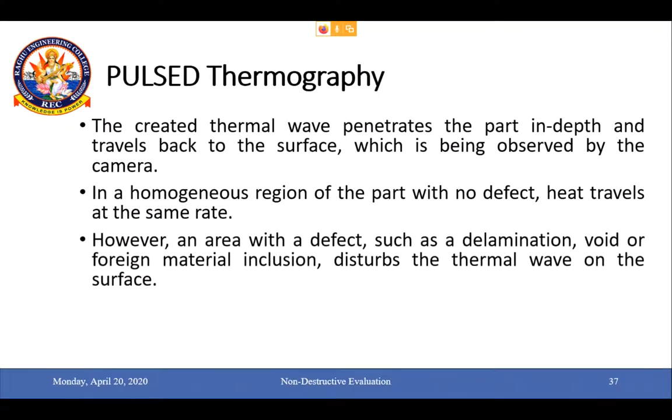However, an area with a defect such as a delamination, a void, or a foreign material inclusion disturbs the thermal wave on the surface. So whenever some defect is there, there will be some disturbance to the propagation of your thermal wave. The way it travels will be changing. The thermal camera records the changes in surface temperature by capturing a thermal video consisting of many image frames.